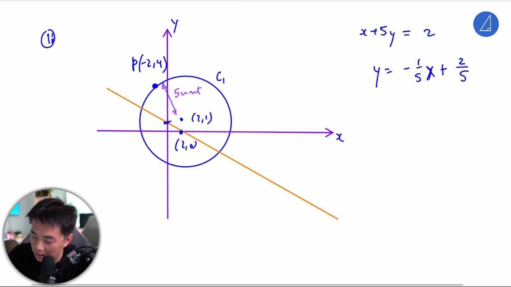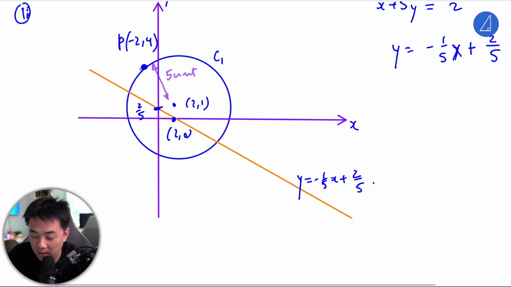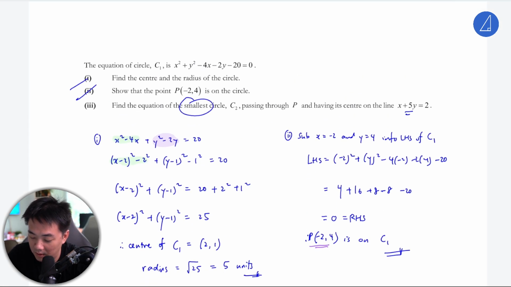Then this case here, this is 2/5. This is y equals to minus 1 over 5x plus 2/5. Okay, now the smaller circle such that it passes through this and has a center around. The smaller circle I would think of is actually the smallest radius. So essentially just the smallest radius.